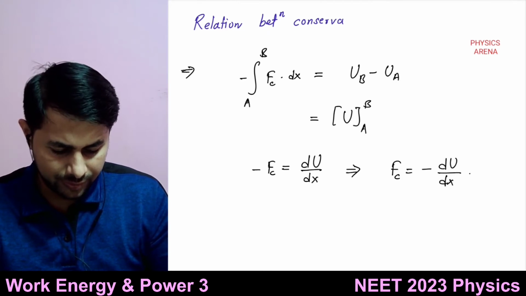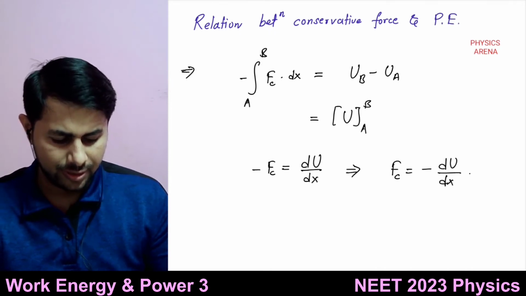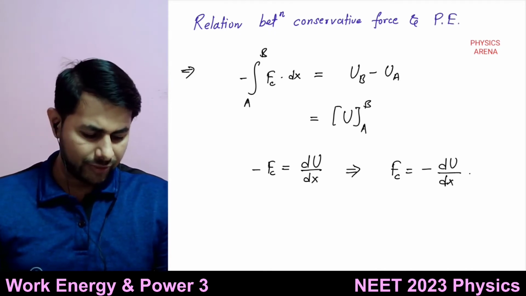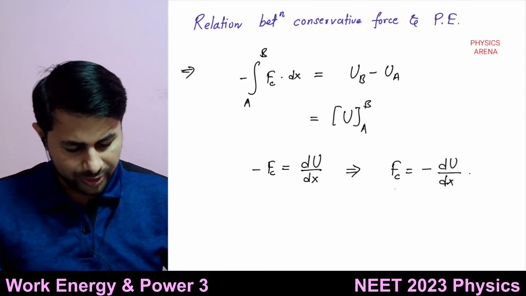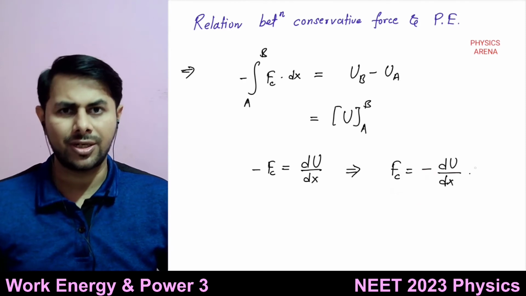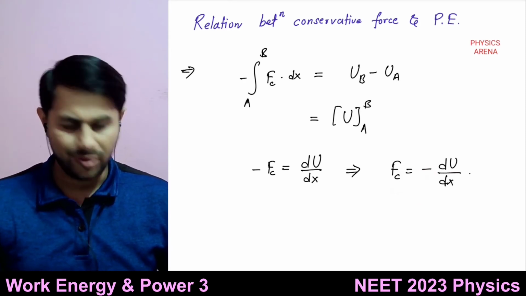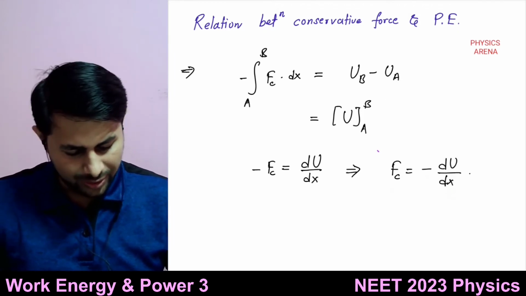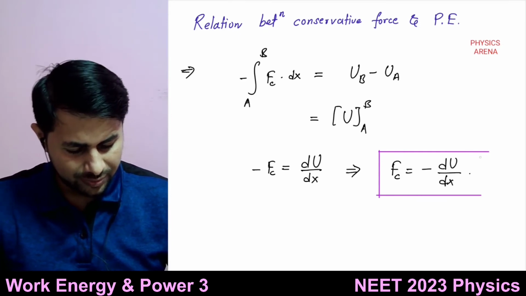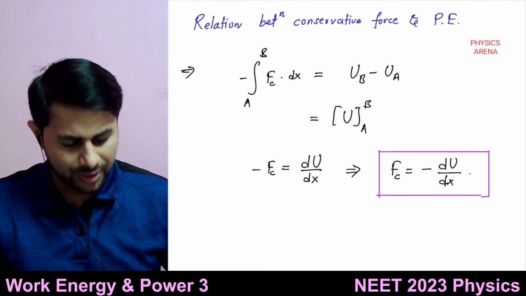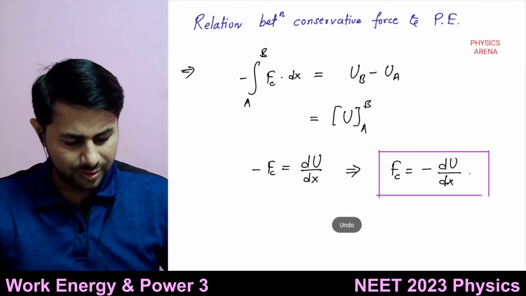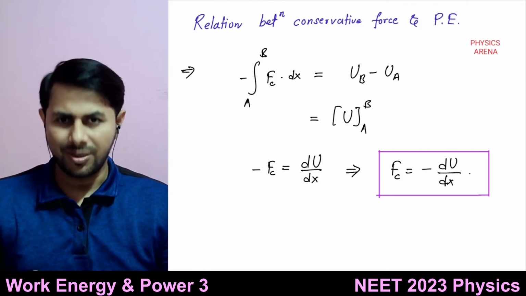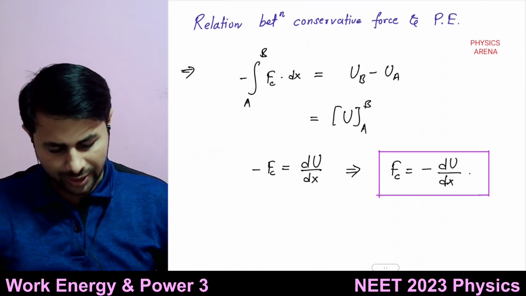Conservative force and potential energy. If you consider the one dimensional relation, then the force is given by minus the derivative of potential energy with respect to x, or whatever direction you have chosen. Now force is a vector quantity, so in general it will have 3 components.